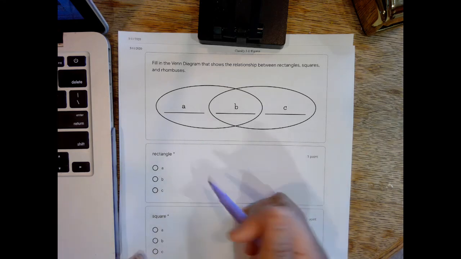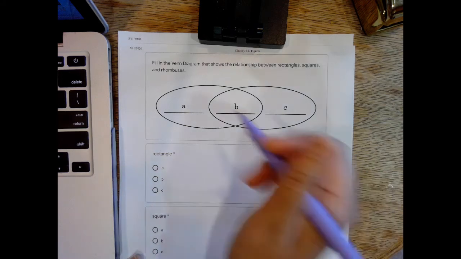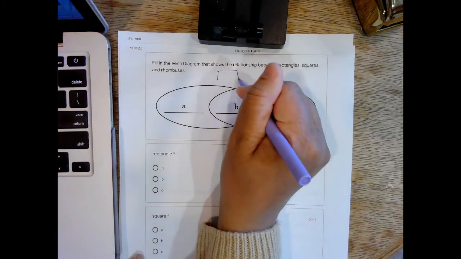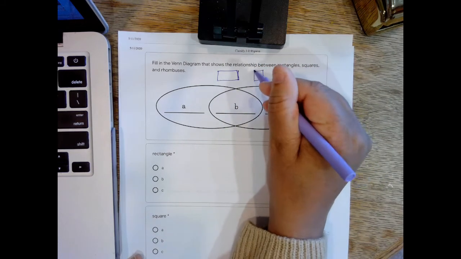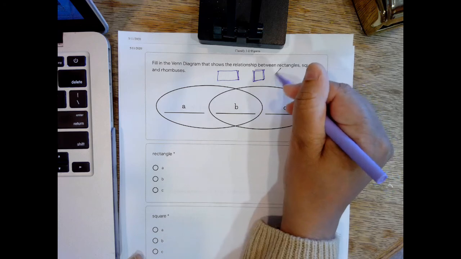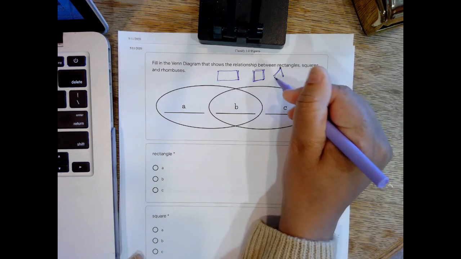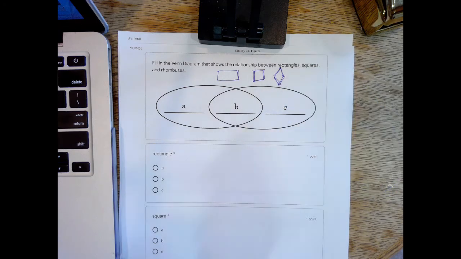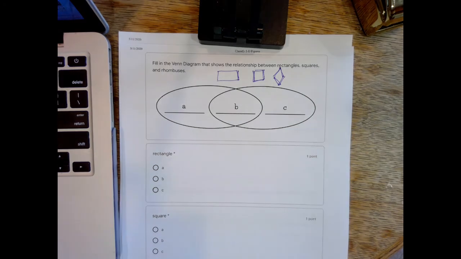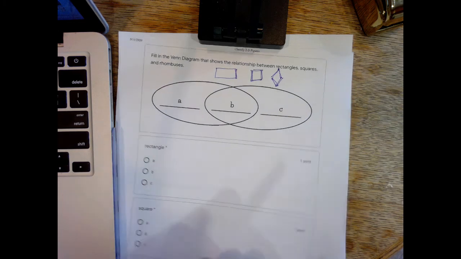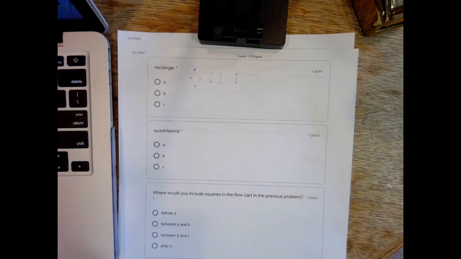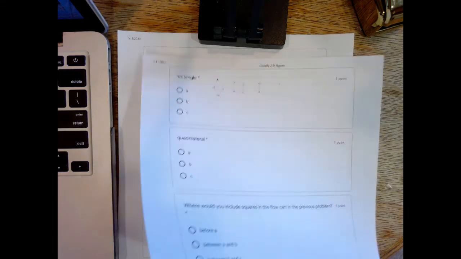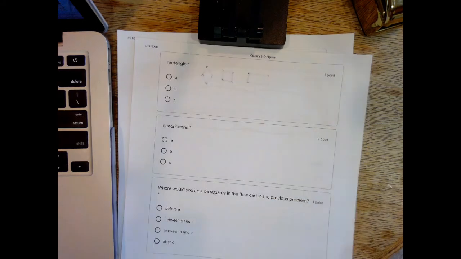So remember what a rectangle looks like. Let's just draw a picture. Rectangle. Oh, it's a sad rectangle. A square. And a rhombus. Oops. Okay. Excuse me, next question. Oops, no, that was the last question. We're done. Okay, very cool.